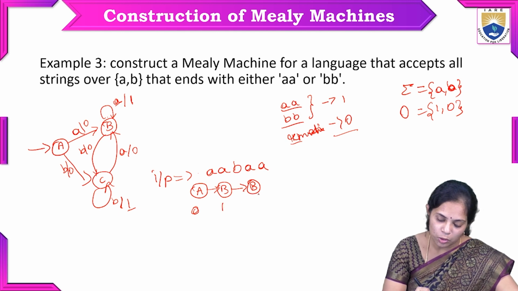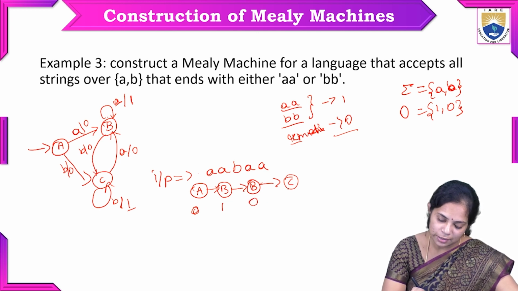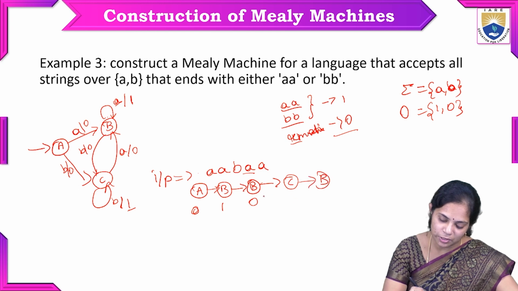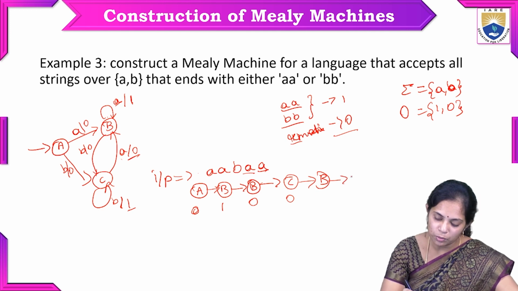And from B, with B as an input, it is reaching the state C, with the output symbol 0. And from state C, if you encounter A as an input symbol, it is going to the B state, with the output 0. And from state B, if you give A as an input, it is a self loop, so it is moving to the B state, and it has the output 1.